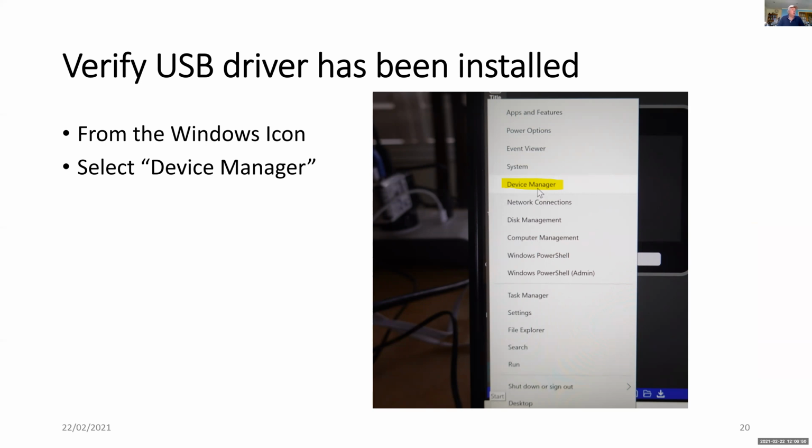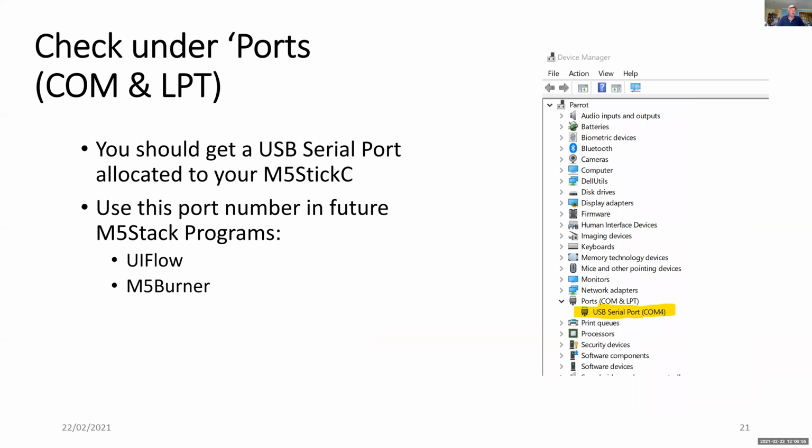So from the Windows icon, select Device Manager, and under Device Manager, have a look at Ports (COM & LPT), communications, and printers. And under there, you can see that my Windows computer has allocated COM4 to my USB serial port for the M5StickC. Now I can use UIFlow and M5Burner with COM4 to communicate between the Windows PC and my M5StickC.